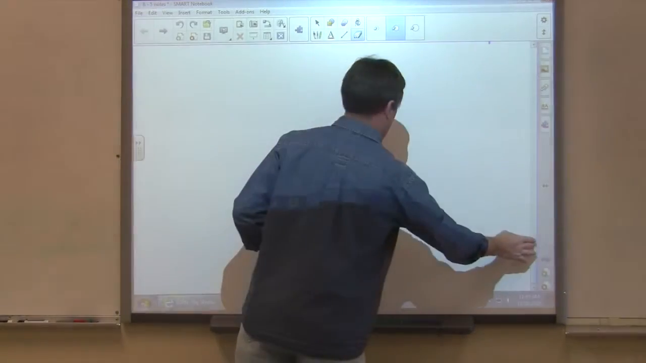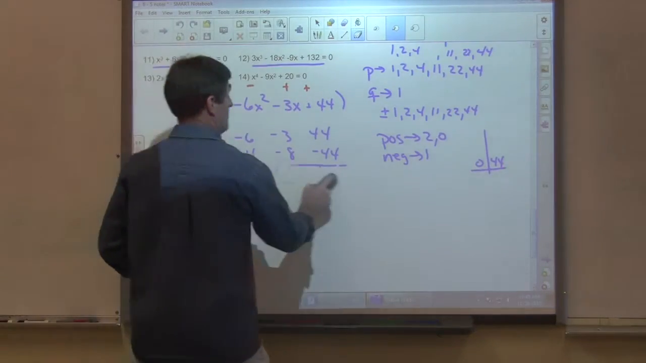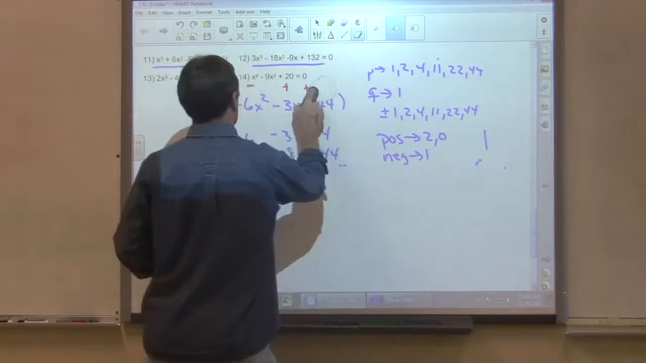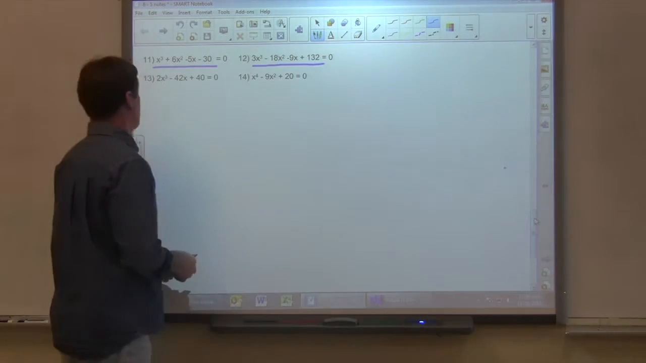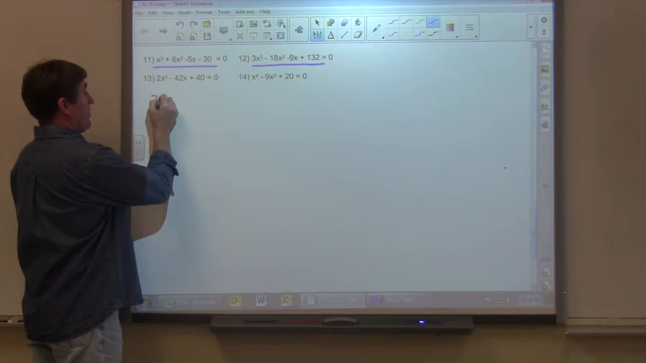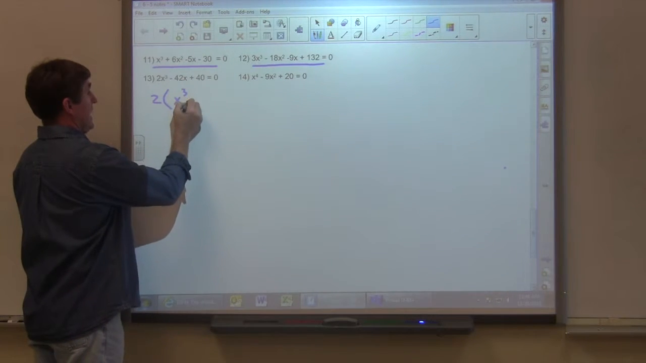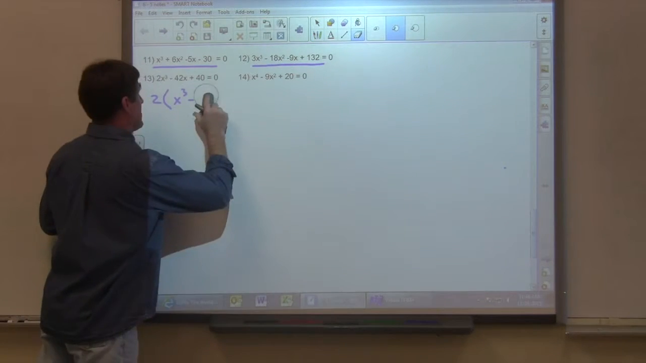Let's take a look at number 12. Or 13. We did 12. So again, first thing I check for is greatest common factor. I can pull a 2 out. x cubed minus 21x plus 20.